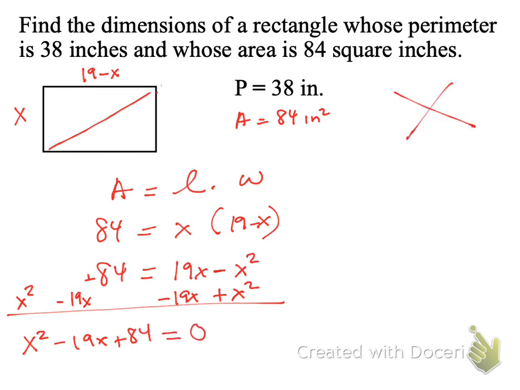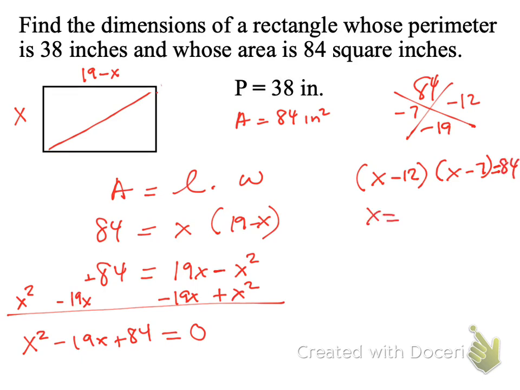So what multiplies to 84 and adds to negative 19? That should be an easy one from your multiplication tables. Negative 12 and negative 7. So I'm doing x minus 12 times x minus 7 equals 0. Oops, equals 0, sorry. Did that last time too. So x is equal to 12 or 7.